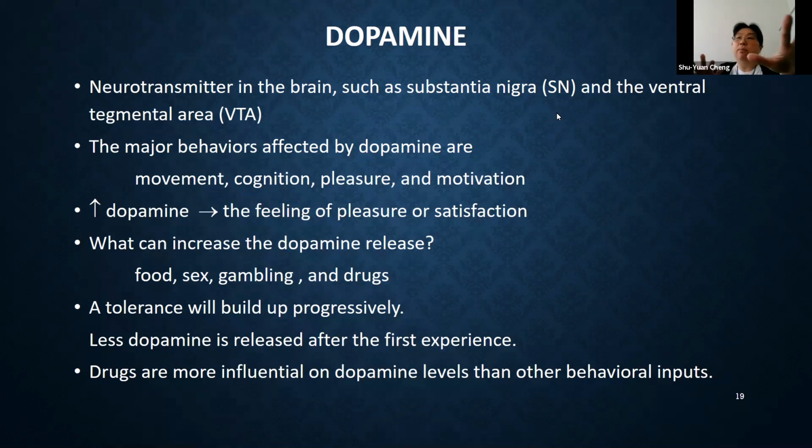So the substantia nigra is very important for our movement. That's why you can see that in Parkinson's disease patients, most of the patients have degenerated dopaminergic neurons. Degenerate means the neuron dies. Dopamine is very important in movement, cognition, pressure, and motivation. So if the dopaminergic neurons die, you don't have the ability to control your movement, and they will develop Parkinson's disease.